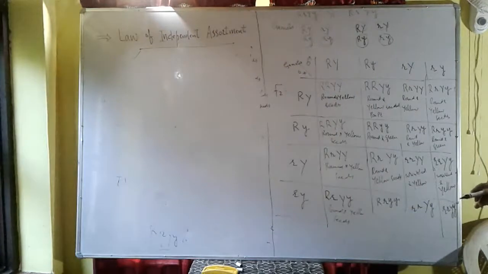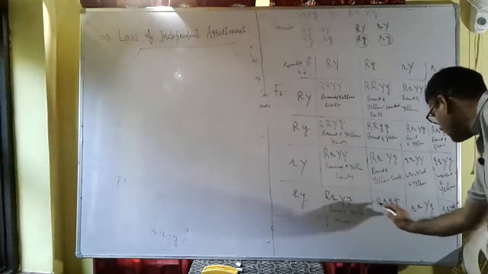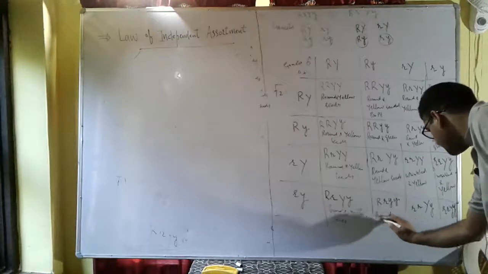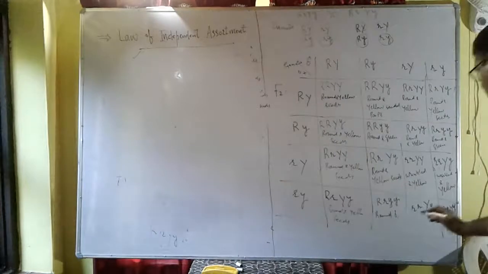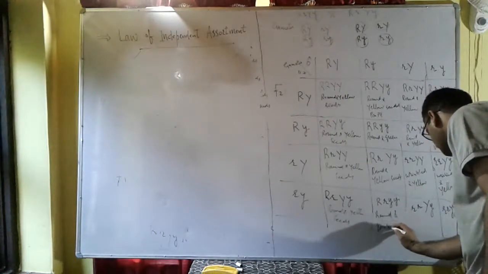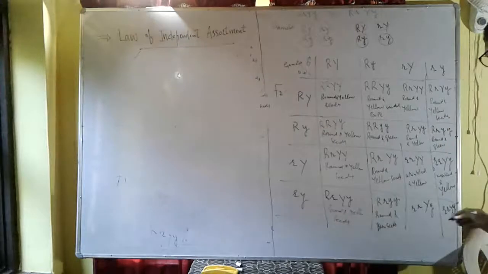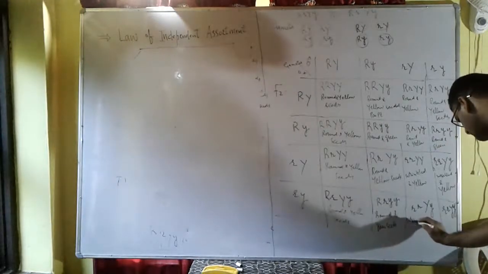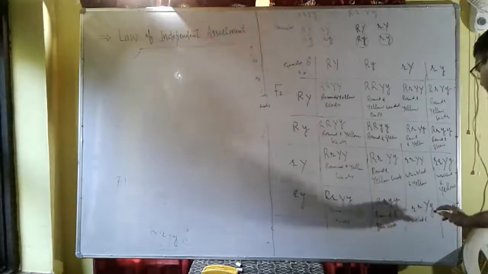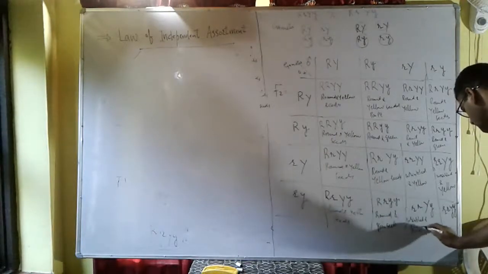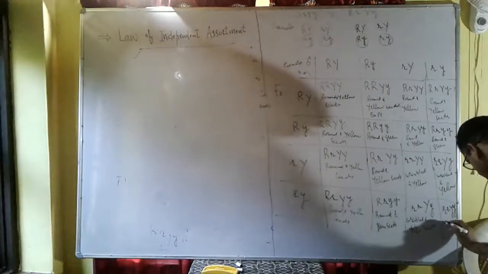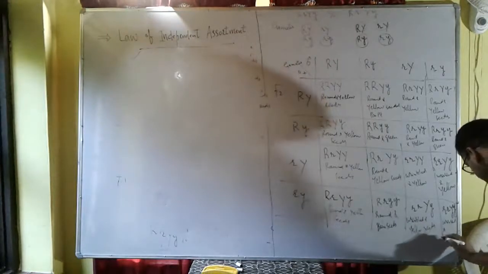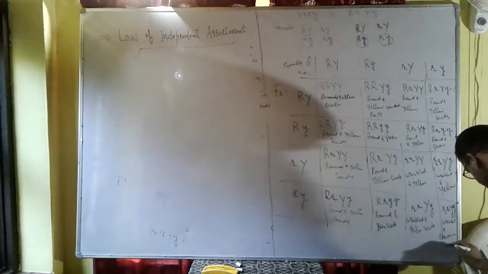This is round and small y. This is for green seeds. Small r, this is wrinkled and capital Y, yellow seeds. Then we have the last one, small r, small y. This is wrinkled and green seeded pea plant.